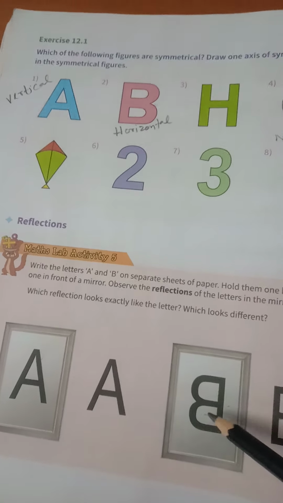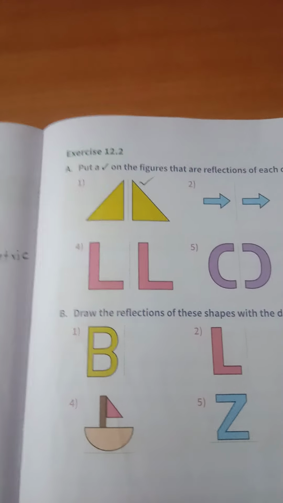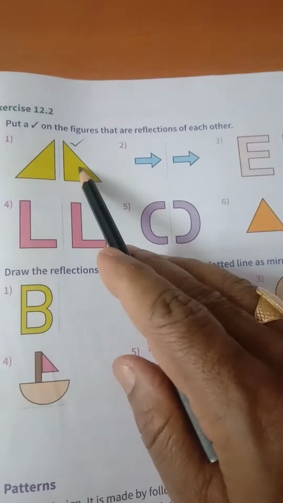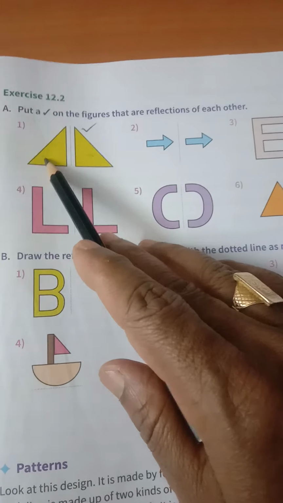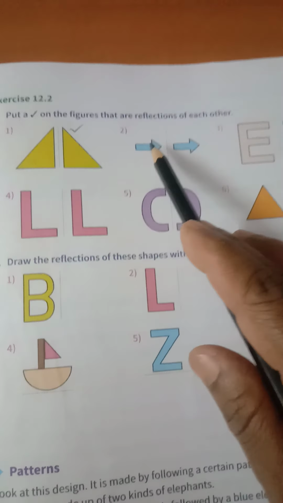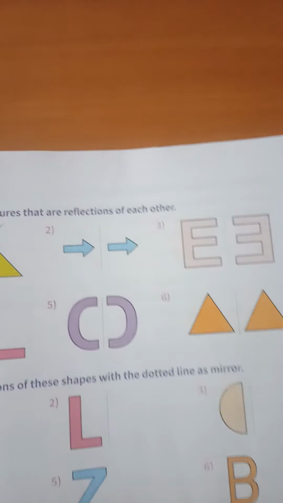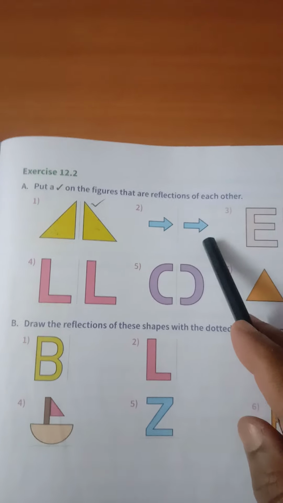So whenever it is opposite, then it is called a mirror reflection. Okay, those are reflections of each other. This one also is opposite: if this is the original figure and it is a mirror reflection, you are getting opposite, so this is a mirror reflection. This one is not. Do you see that it is opposite? No, it is going in the same direction. It is not opposite.